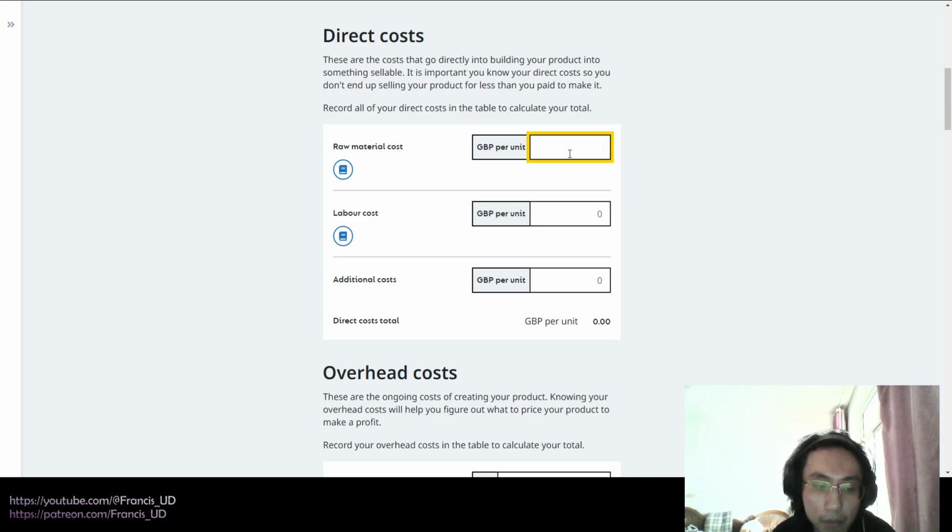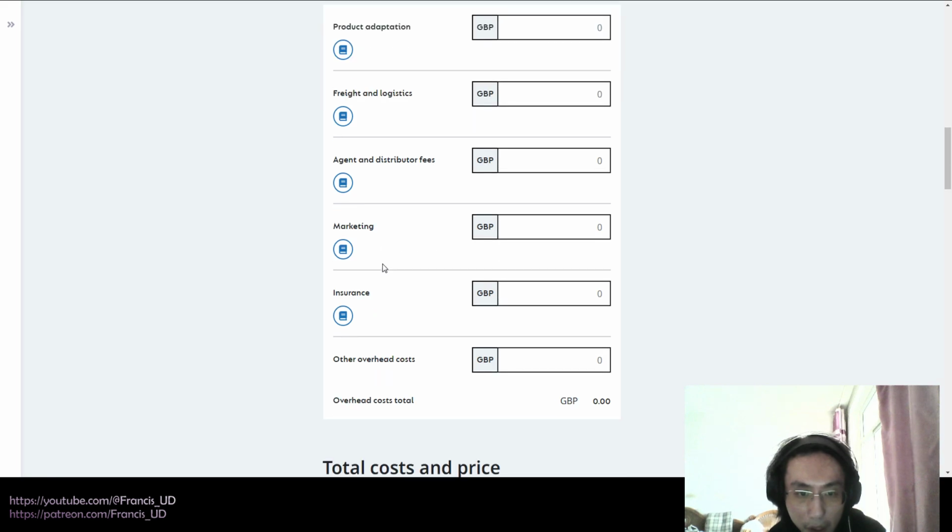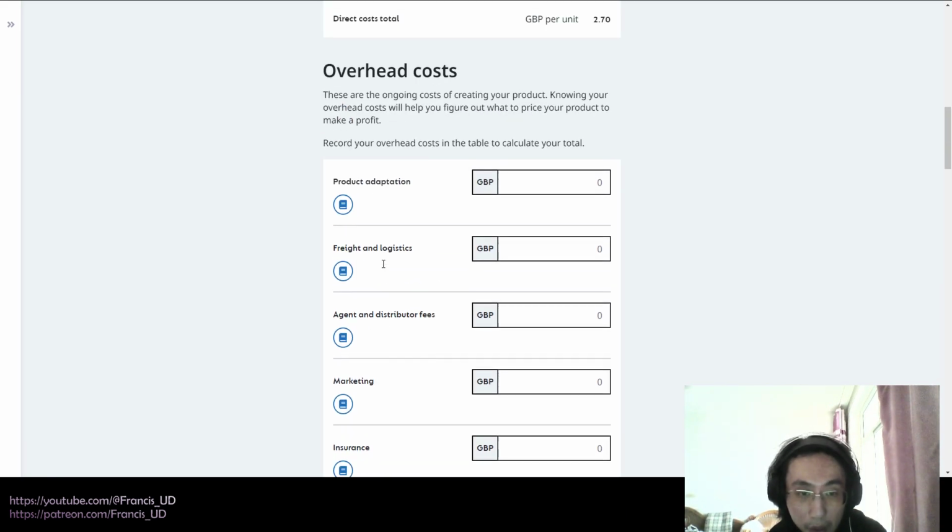Say 20 pence per unit. Labor cost, let's assume it's £2 per unit. Additional costs such as, say, electricity cost around £0.50. Oh, they also have overhead cost.